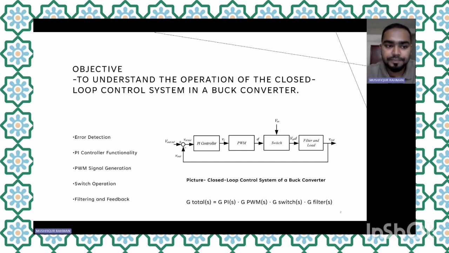So from here, the objective is very clear, which is to understand the operation of the closed loop control system in a buck converter. From the picture itself, we can break down the blocks into several parts, which are error detection, PI controller functionality, PWM signal generation, switch operation, filtering, and feedback. The overall transfer function is given below.